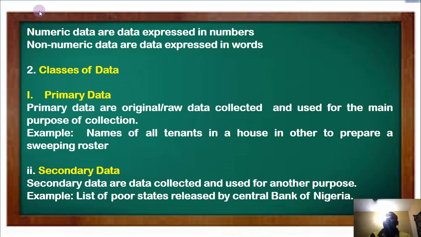For example, list of poor states in the country by CBN, by Central Bank of Nigeria. We can have a list of highly infected states in the country by NCDC, the National Centre for Disease Control. So that's an example of secondary data.